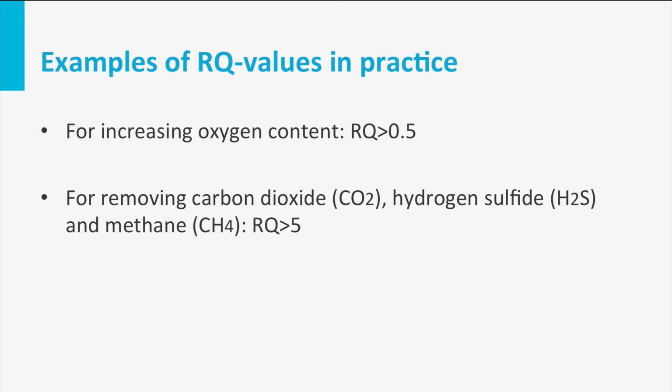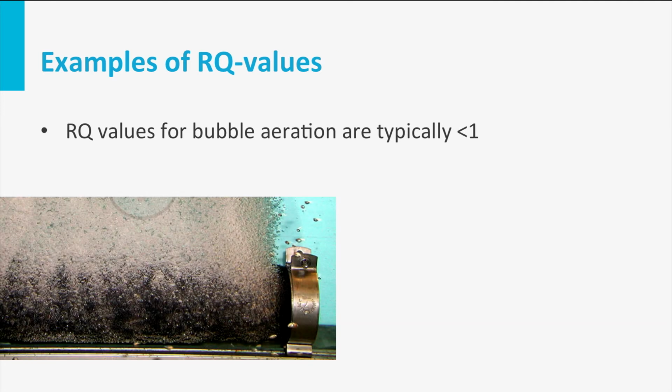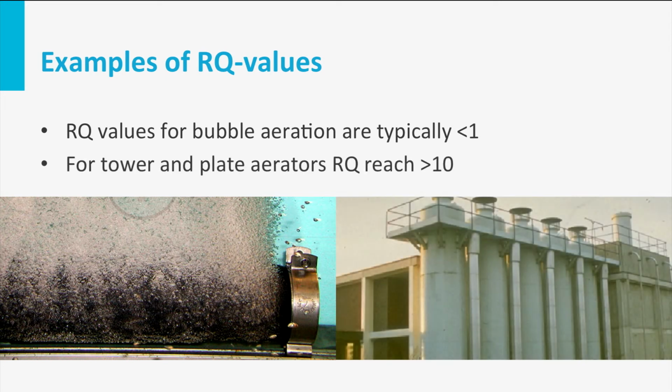To prevent the limitation in the removal of carbon dioxide, hydrogen sulfide or methane, a minimum RQ of 5 is needed. When a high level of removal is desired, a higher RQ value is obviously required. This is, for example, the case when removing toxic volatile compounds like chloroform and trihalomethanes, which can be present in groundwater because of pollution. In the case of bubble aeration, the RQ value is typically smaller than 1, and in the case of tower aerators and plate aerators, RQ values of 10 and higher are applied. The difference in RQ values cause, to a great extent, the differences in efficiency of these systems for specific gases.